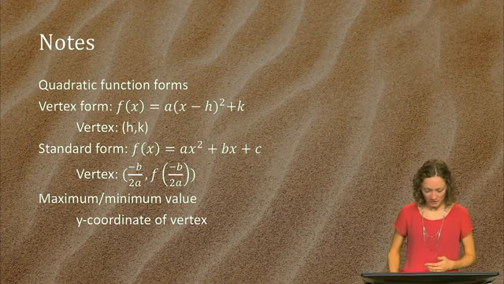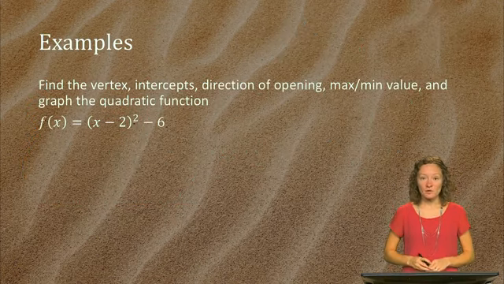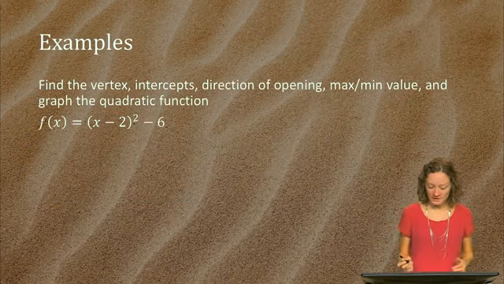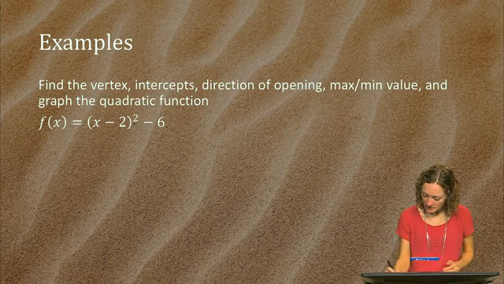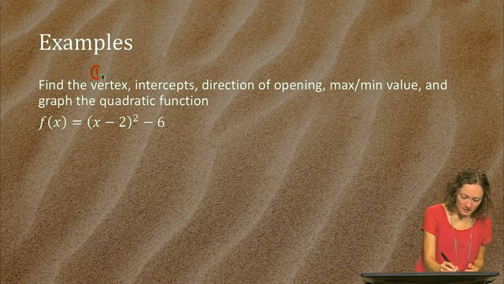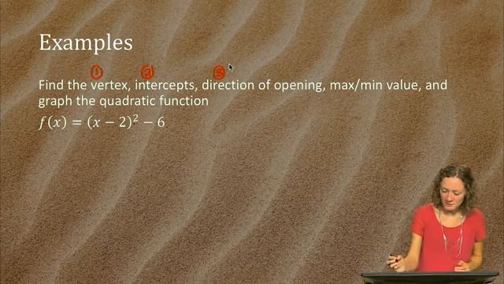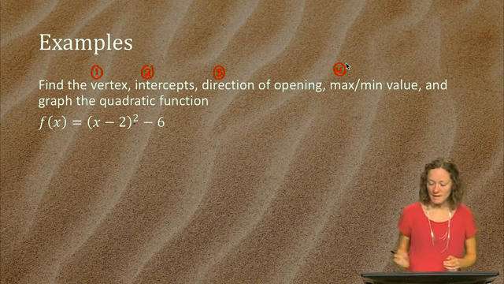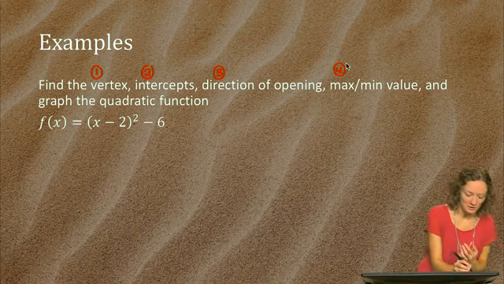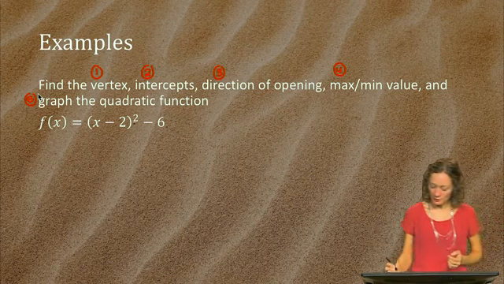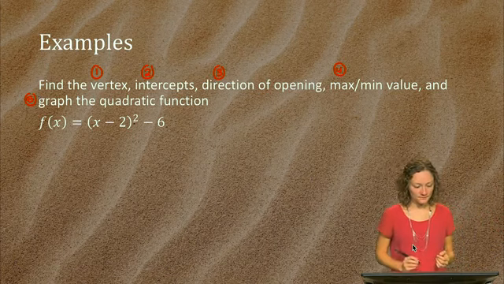So let's actually put these things into practice. So the first question, find all 5 of these things. We're going to find, let's go with red, the vertex, the intercepts, the direction of opening, the max or min value, and then we're going to graph the quadratic function.